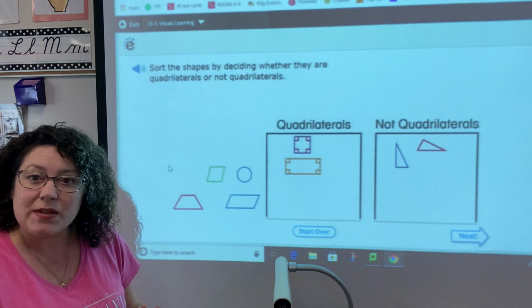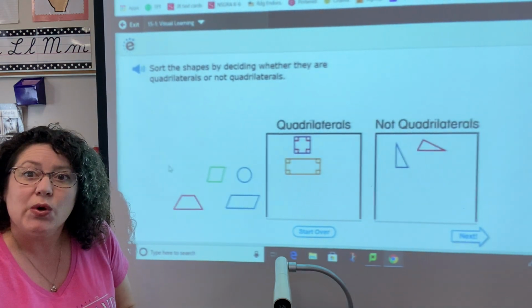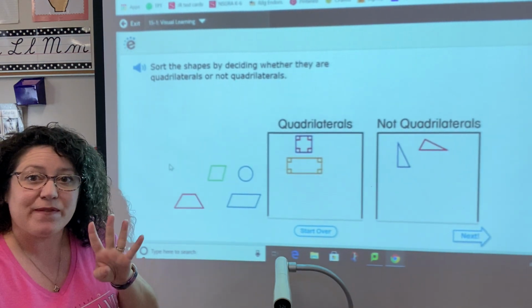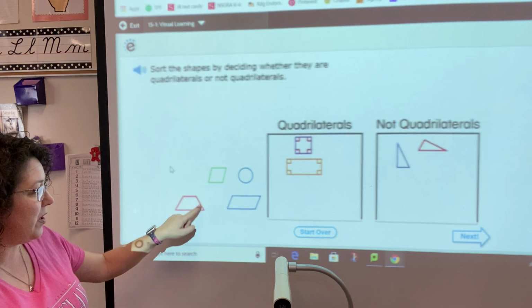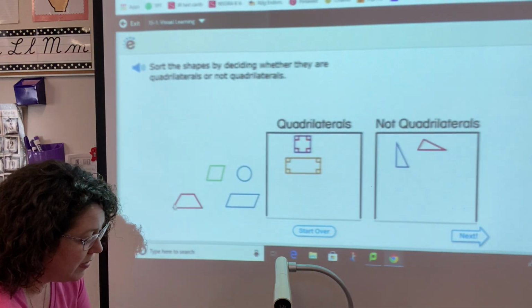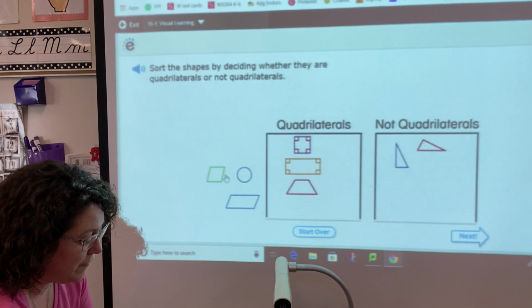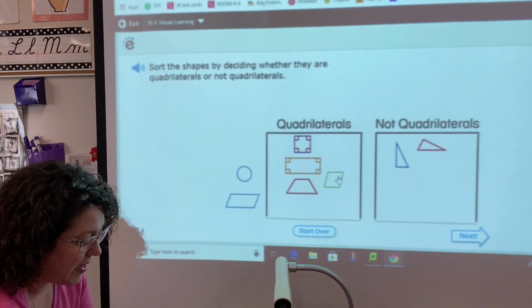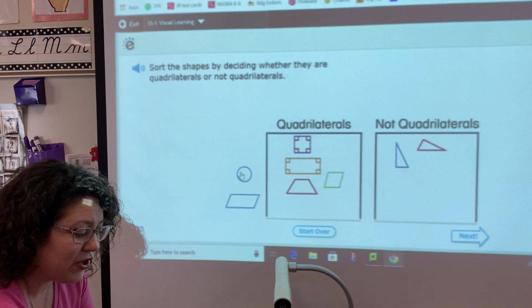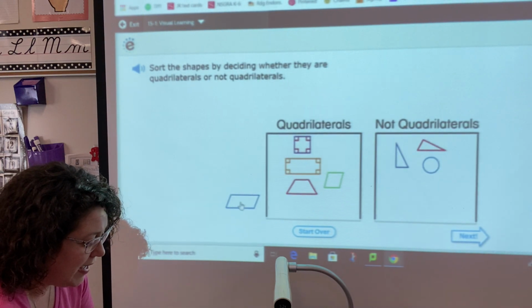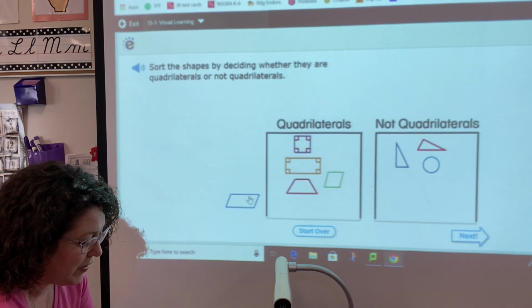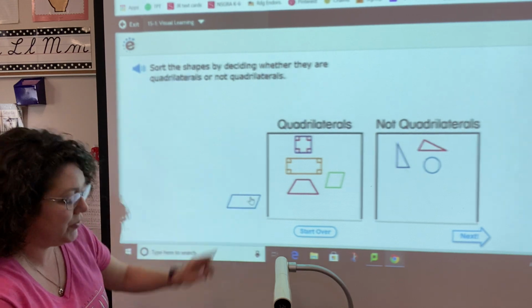Remember, quadrilaterals don't just have to have right angles or square angles. They just have to have four angles. One on the inside. There's four. That's a trapezoid. 1, 2, 3, 4, and four angles on the inside. There's our rhombus. Circle. No. And 1, 2, 3, 4 with four angles.